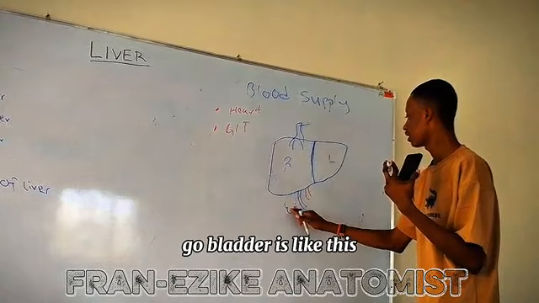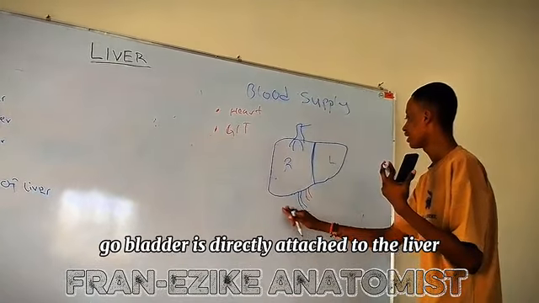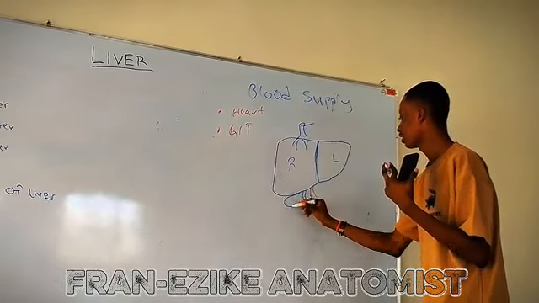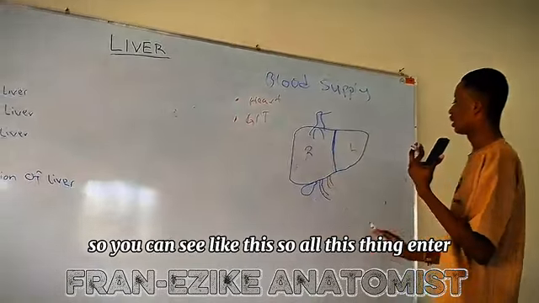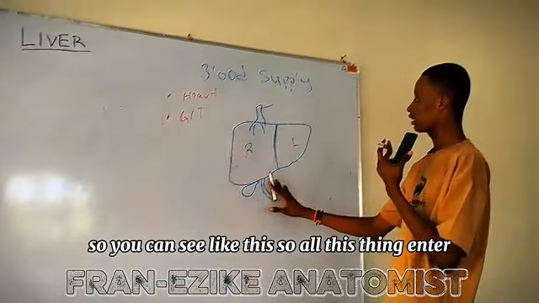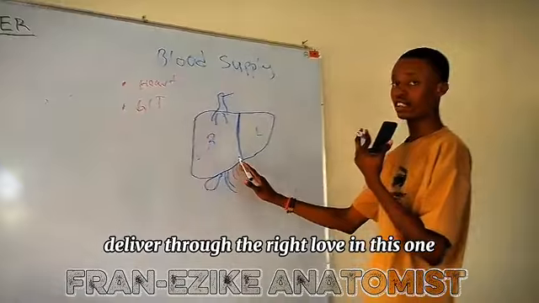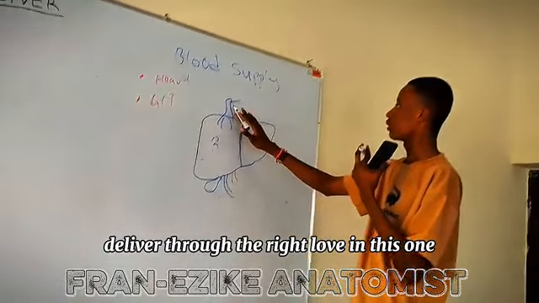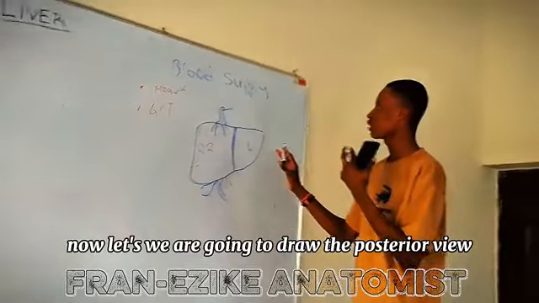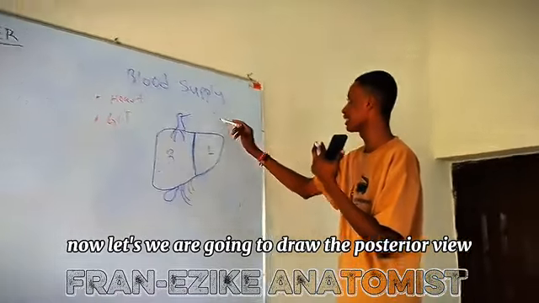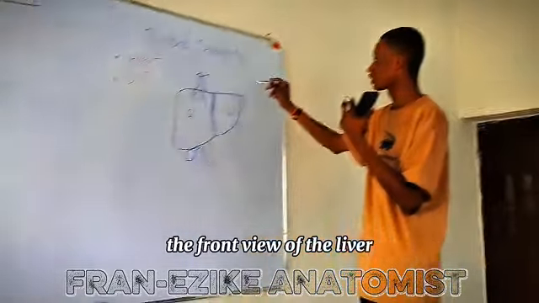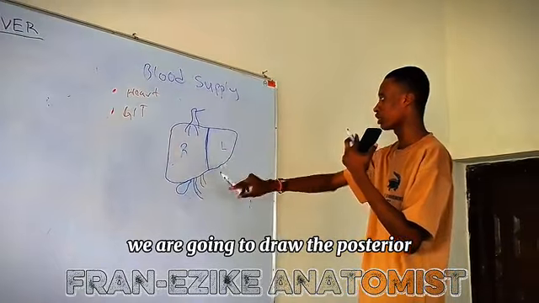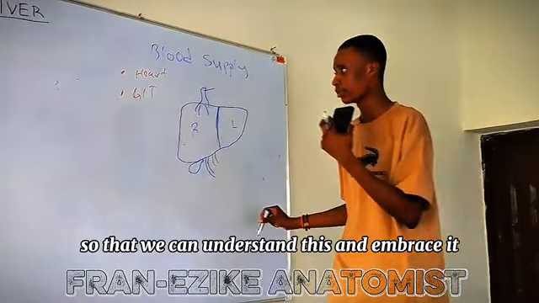Gallbladder is like this. Gallbladder is directly attached to the liver. So you can see like this. So all these things enter the liver through the right lobe. Now we are going to draw the posterior view. This is the anterior view of the liver, the front view of the liver. We are going to draw the posterior so that we can understand this and embrace it.